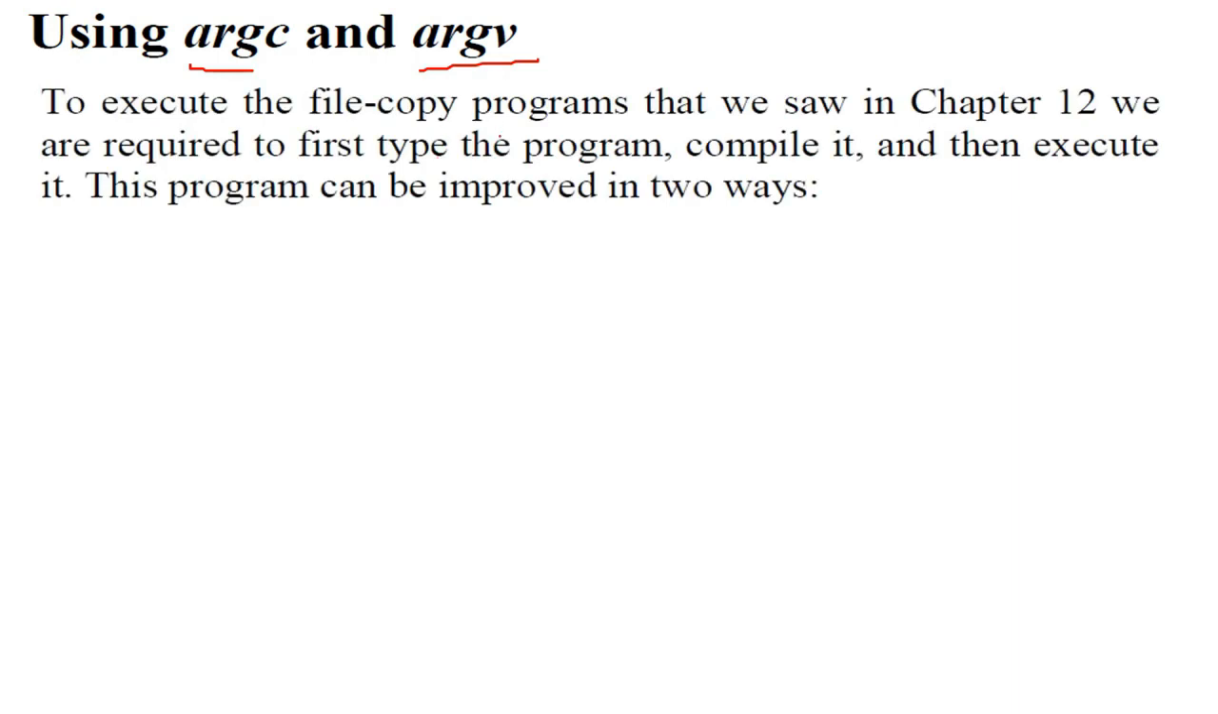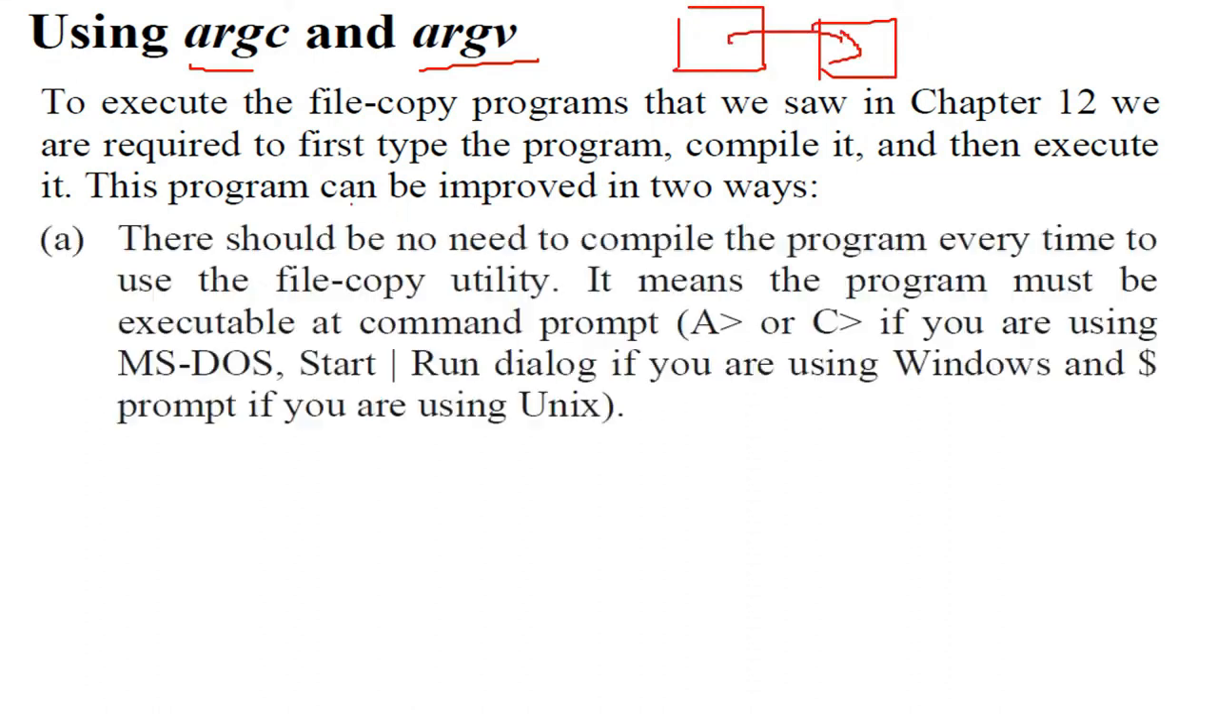So if we have a program, say, copying one file's content to another. What we did, we first wrote the program, compiled it, executed it. The program can be improved in certain ways. First, why compile the program again and again? We can just use the command prompt provided by various operating systems, like this, C:, and run the executable version directly.